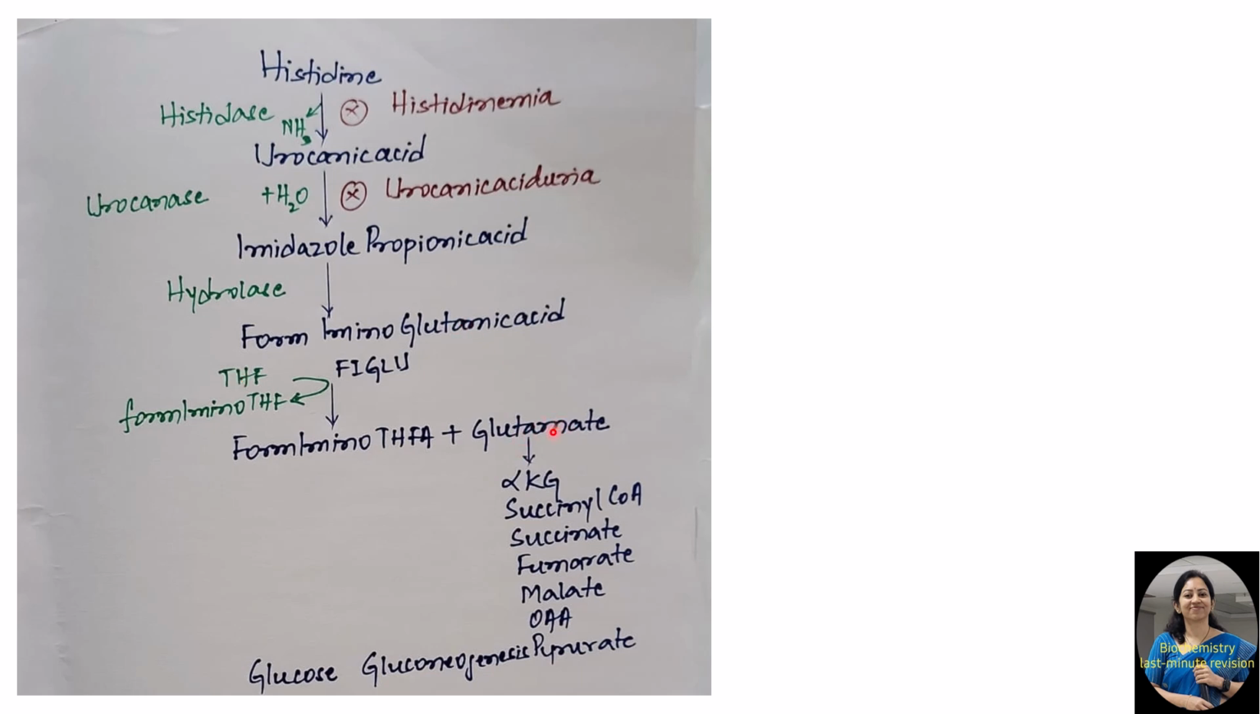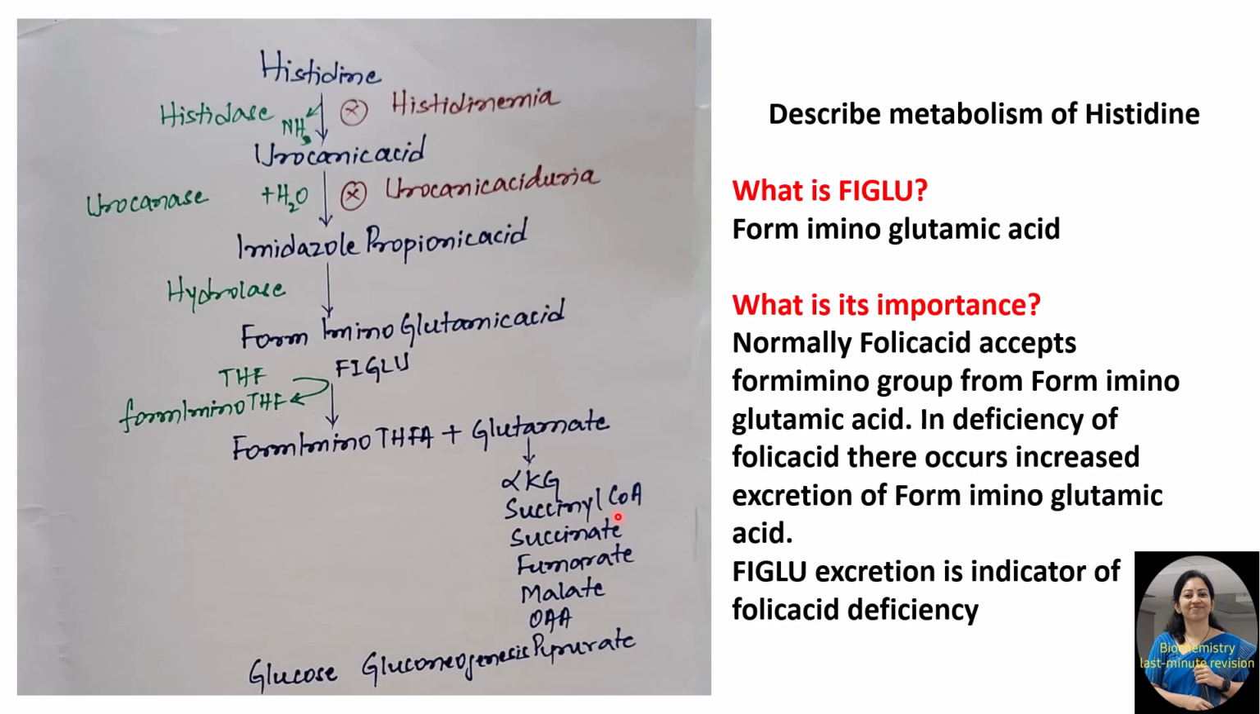So now this glutamate gets converted to alpha ketoglutarate by entering the TCA cycle, gets converted to succinyl CoA, which gets converted to succinate, fumarate, malate, oxaloacetate, and this oxaloacetate gets converted to pyruvate, and pyruvate by gluconeogenesis gets converted to glucose. That's the reason why histidine is glucogenic in nature. Okay, so this can be asked as a 5-marker question or it can be asked as a 3-marker question.